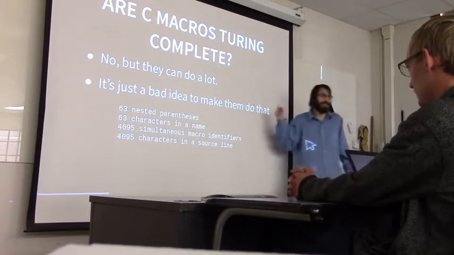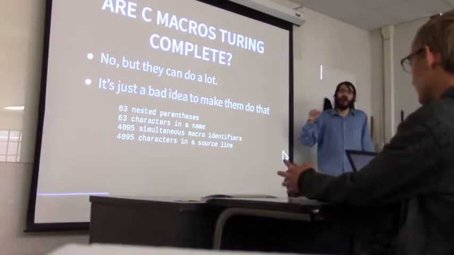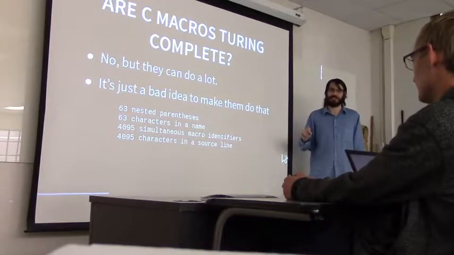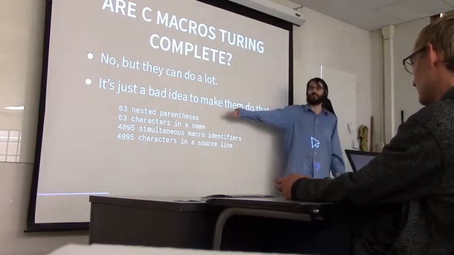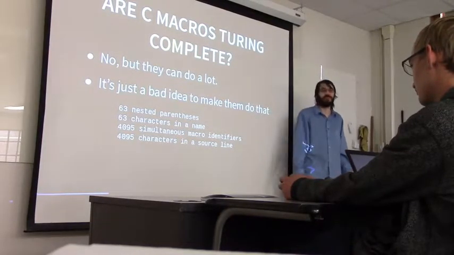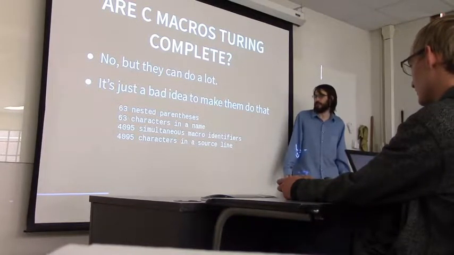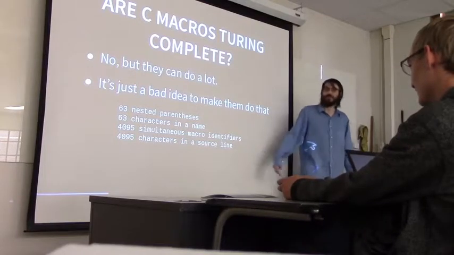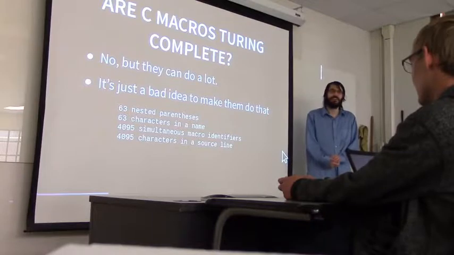And it's a really bad idea to do things that make you question, are C macros Turing complete? So, some limitations in C macros: no more than 63 nested parentheses. You can't have more than 63 characters distinguishing a name. You can't have more than 4,095 macros defined at once. And you can't have more than 4,095 characters in a single source line.